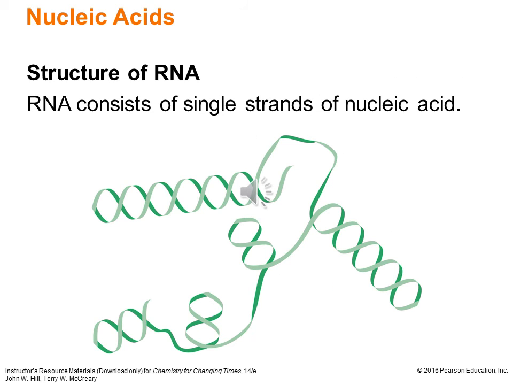Looking at the structure here of RNA, RNA consists of single strands of nucleic acid. So different from that DNA double helix, we now have single strands. And RNA is much more reactive as a result. DNA, we can collect DNA from samples of living organisms from thousands of years ago because DNA is a long-term storage molecule. It allows for things to be conserved.